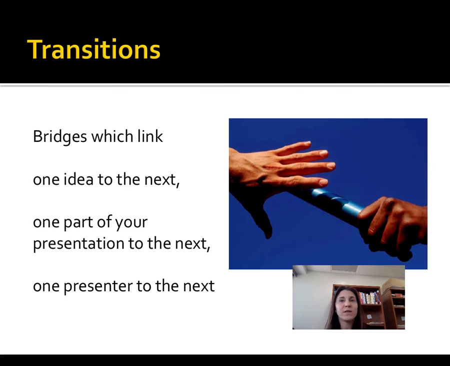Again, as in written work, transitions do a lot of the heavy lifting in a presentation. They're the bridges which link one idea to the next, one part of your presentation to the next, or in a group presentation, the transitions are what are going to link one presenter to the next. And so you want to give some time to your transitions. We tend to, as we're planning presentations, think very carefully about the major pieces, but we're often not as good at being well prepared with the transitions. Strong transitions can really do an enormous amount of good for a presentation. It smooths it out and makes it feel like one big coherent piece.